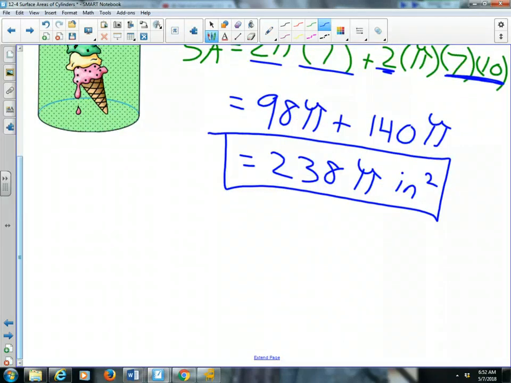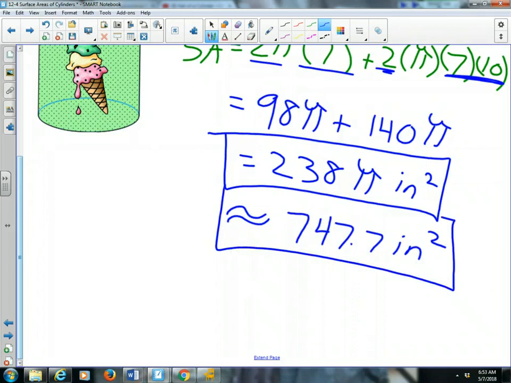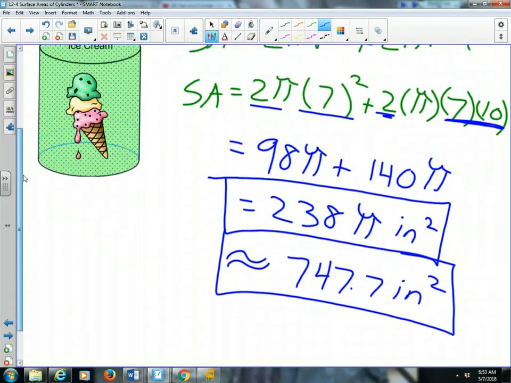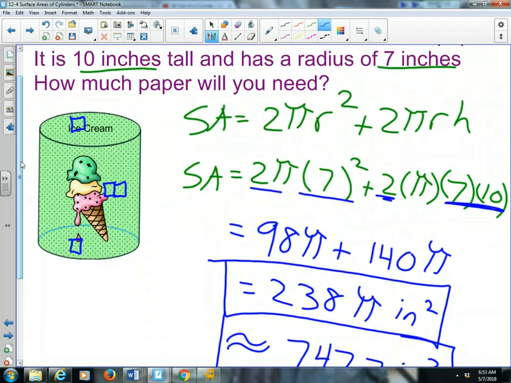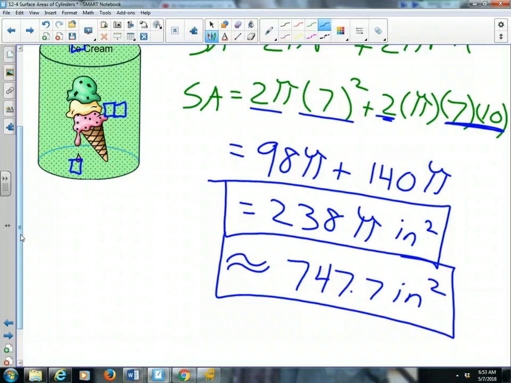So this is the exact answer for surface area. If we want to approximate, we'd multiply that by approximately 3.14. And if you do that, you would get 747.7 inches squared, or square inches. So that's how many would fit all the way around the cylinder, and on the bottom base, and on the top base. There's 747 square inches.